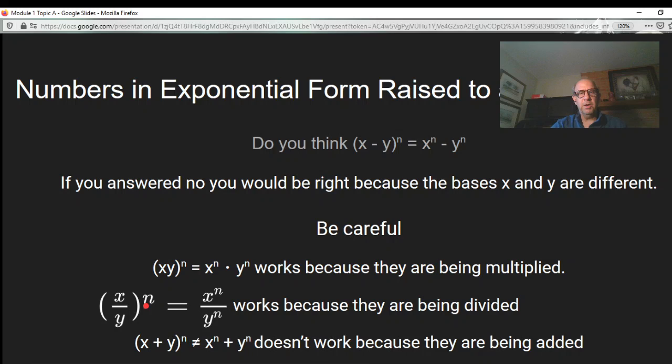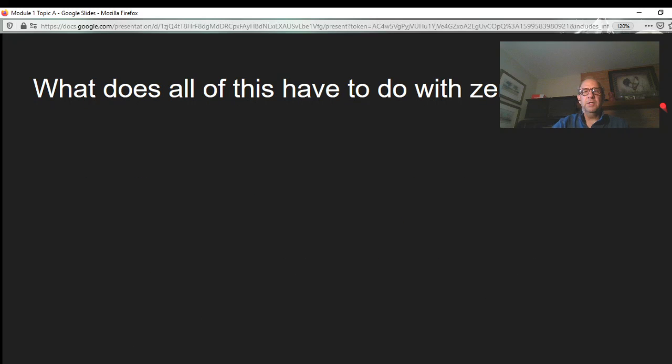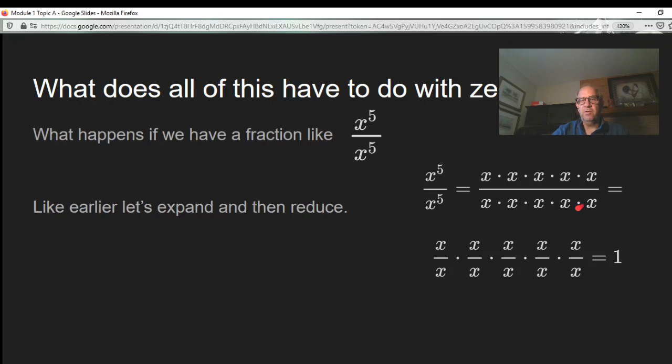Okay. What does all this have to do with 0? Well, let's take a look. What happens if we have a fraction x to the 5th divided by x to the 5th? If we expand it out, x times x times x times x times x divided by x times x times x times x times x, all of these separate into x divided by x, and they're all 1. So 1 times 1 times 1 times 1 times 1 is still 1.